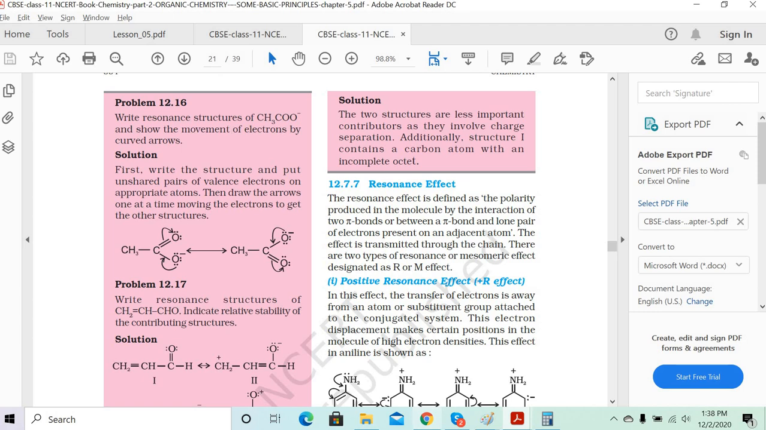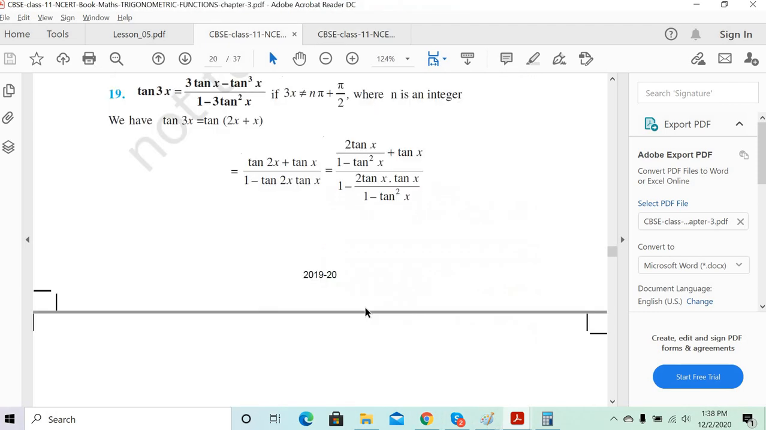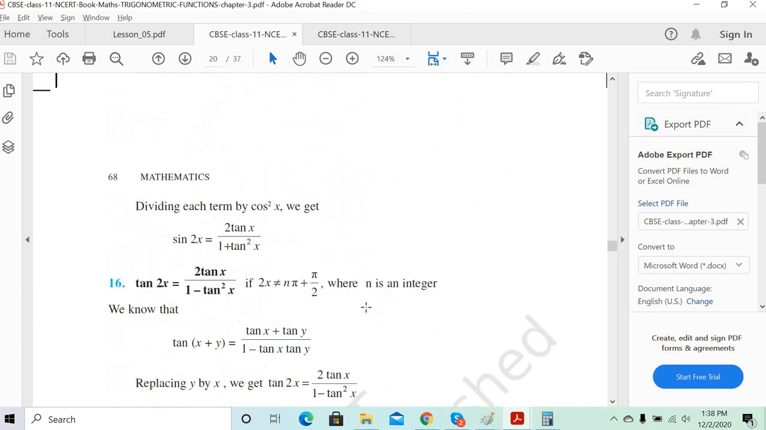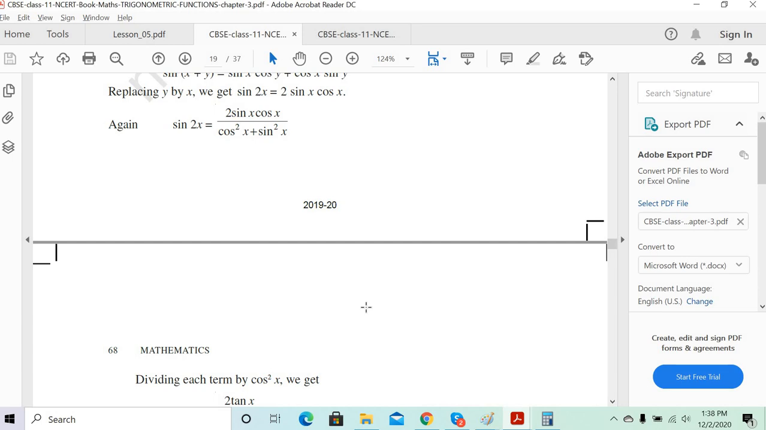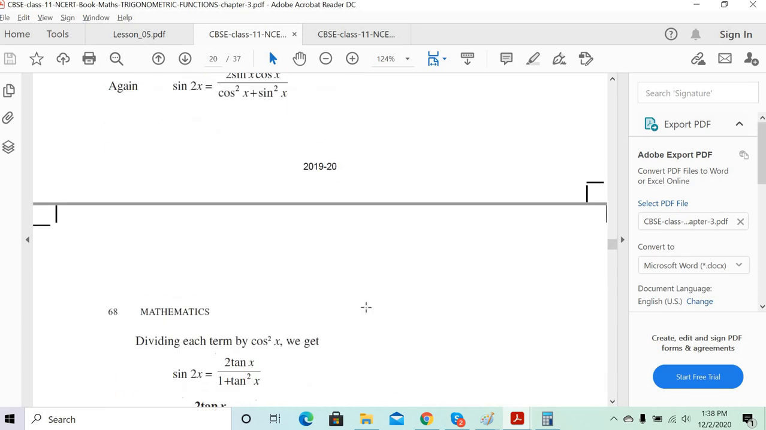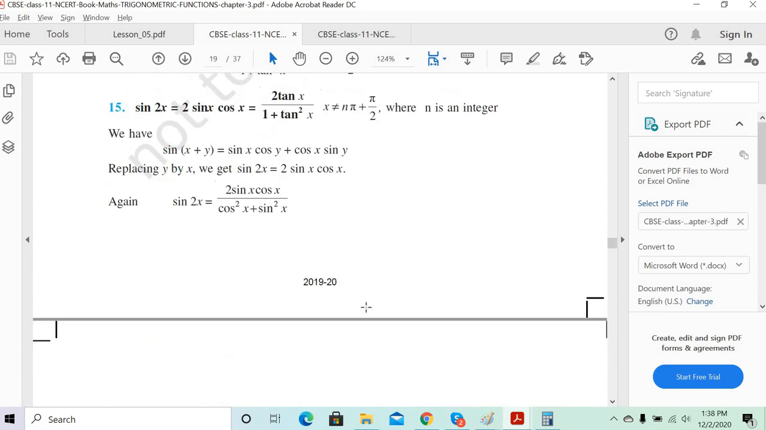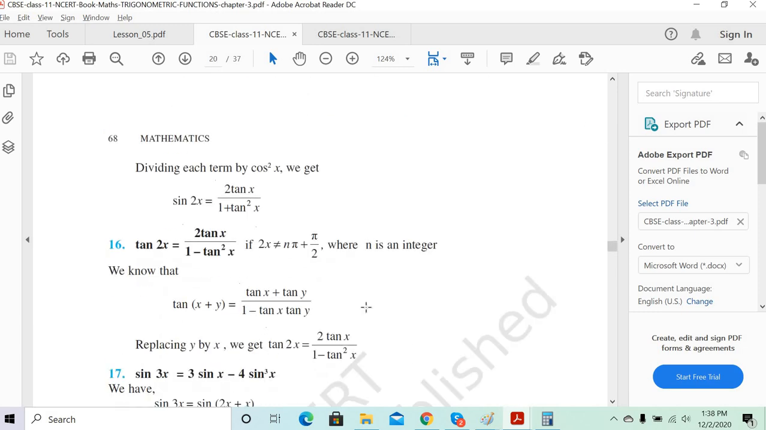Tanisha, are you done with this part? Cos 2x. I just sin. Okay, perfect. Sin 2x. You derived 2 sin x cos x, right? Yes, sir. Excellent.